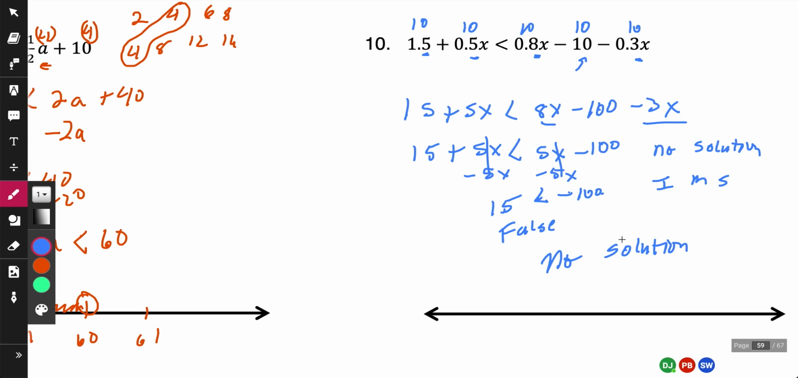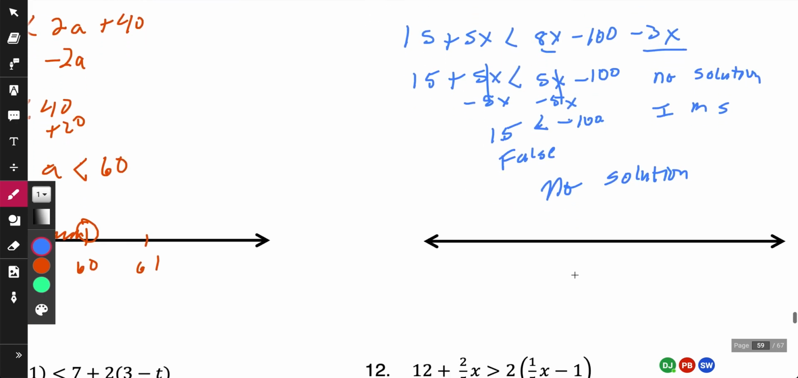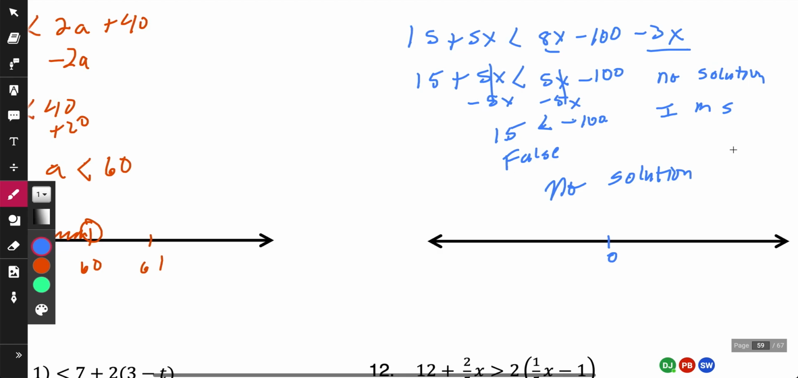Remember, this occurs when we have no variables. They get canceled out, they go away, and you're left with a false statement. And to graph it, it's very easy. Shade all the correct answers. Well, there actually are no correct answers, so we wouldn't shade anything on the graph.